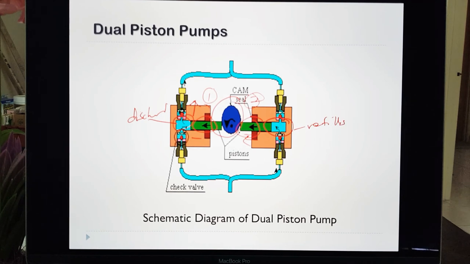So this dual piston pump is best to ensure that the fluid is flowing continuously, because one is discharging, one is refilling. When this rotates and the first piston moves backward, the second piston will be moving forward. So this one will discharge, this one will refill.